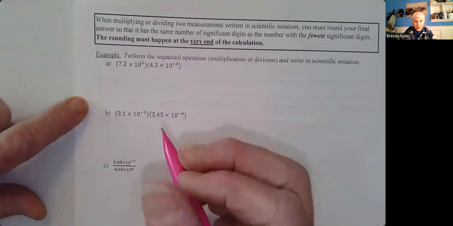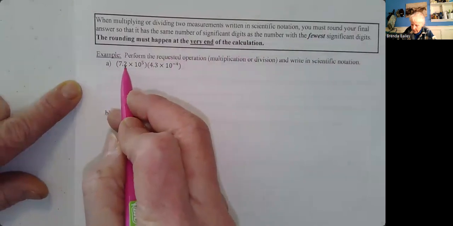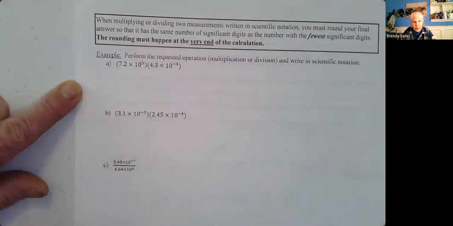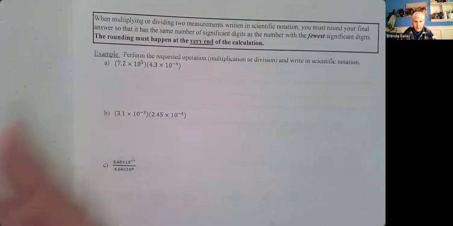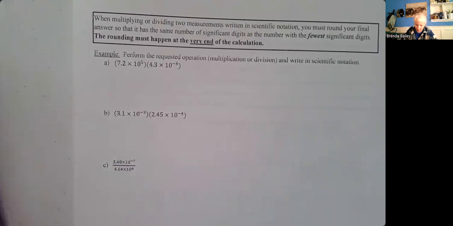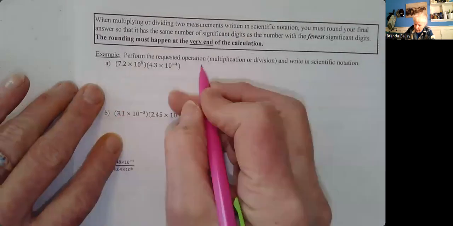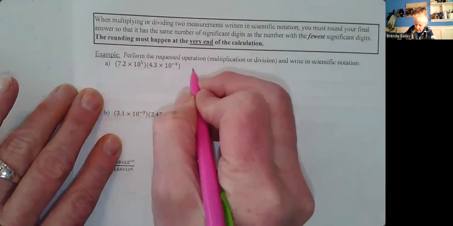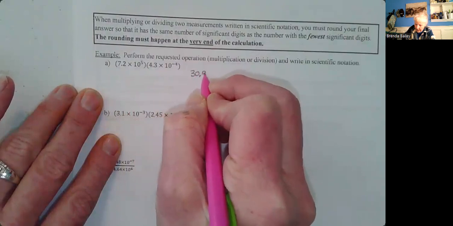Looking at this example, we have these 2 significant digits. And so that's what we're going to want. We'll want 2 significant digits here. So we will multiply the 7.2 and the 4.3, just like we multiplied the numbers in front. So we'll take 7.2 times 4.3, and we're going to get 30.96.